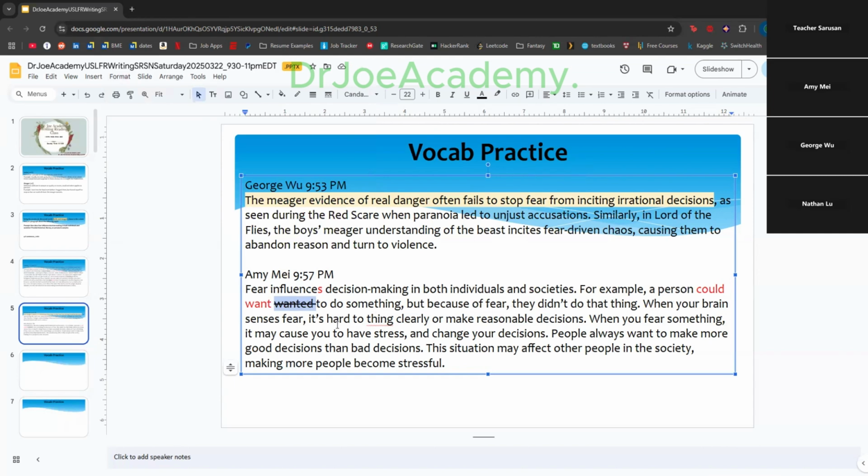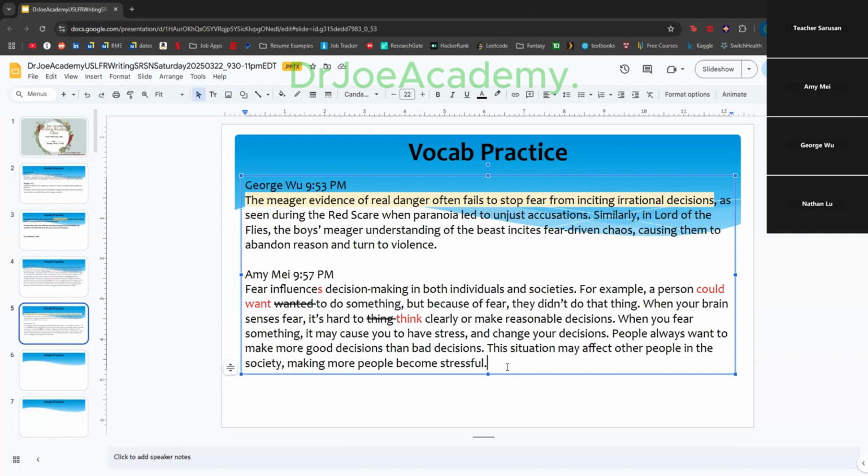When your brain senses fear, it's hard to think clearly or make reasonable decisions. When you fear something, it may cause you to have stress and change your decisions. People always want to make more good decisions than bad decisions. This situation may affect other people in the society, making more people become stressful. All right. People always want to make more good decisions than bad decisions. This may affect other people. Yeah, okay, so that makes sense.